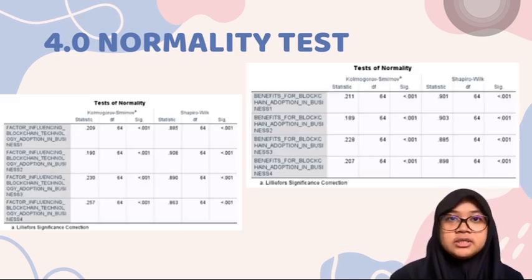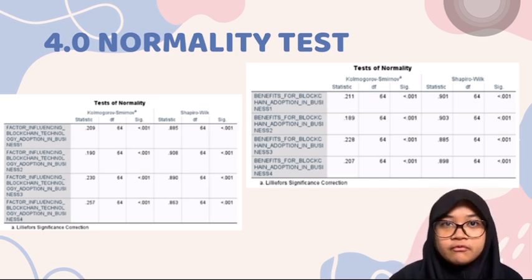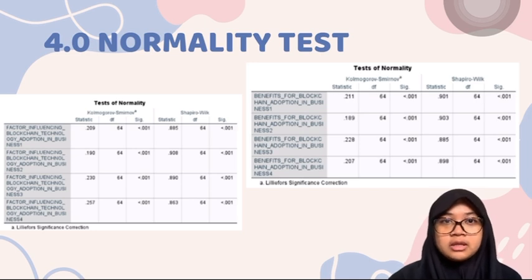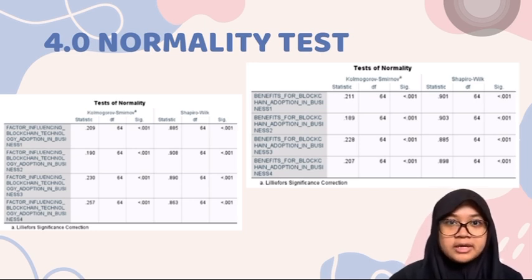For the test of normality, for factors influencing blockchain technology, all variables deviate considerably from a normal distribution with a p-value less than 0.001. For both tests, the statistics range from 0.863 to 0.908, matching the significance level, indicating non-normality.